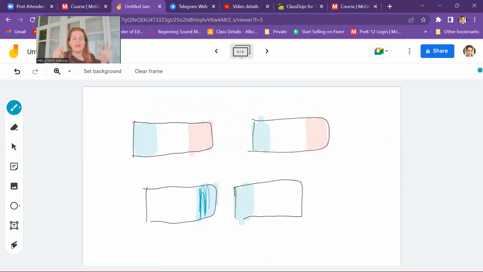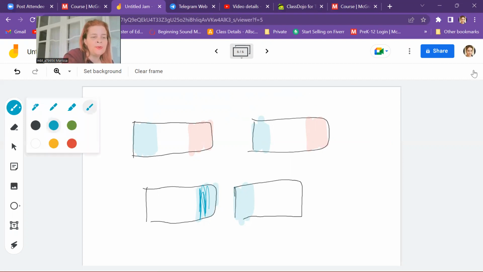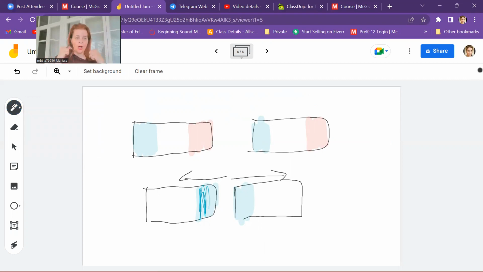It's repelling. It's making them separate. They're separating. They are making it go out. It will never come together. Two blues, two reds, they repel each other.